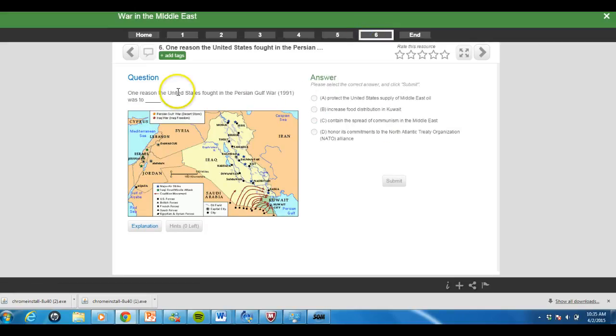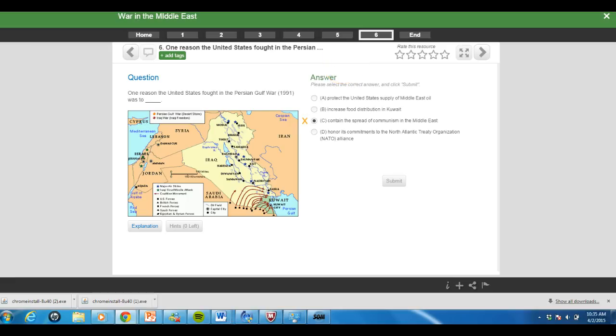And then one reason the United States fought in the Persian Gulf War was to, and then this is based off of the readings that the students would have to use. They're going to click this correct answer. If they click the wrong answer, it's going to put an X next to it to let them know to try again. So I think this source is very valuable.